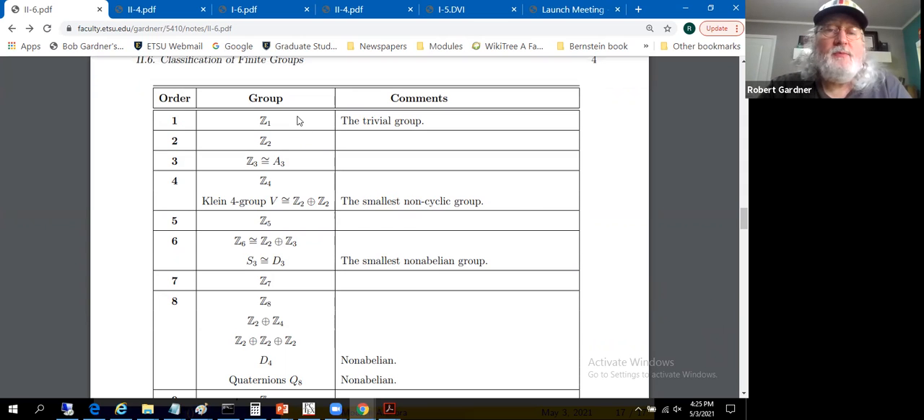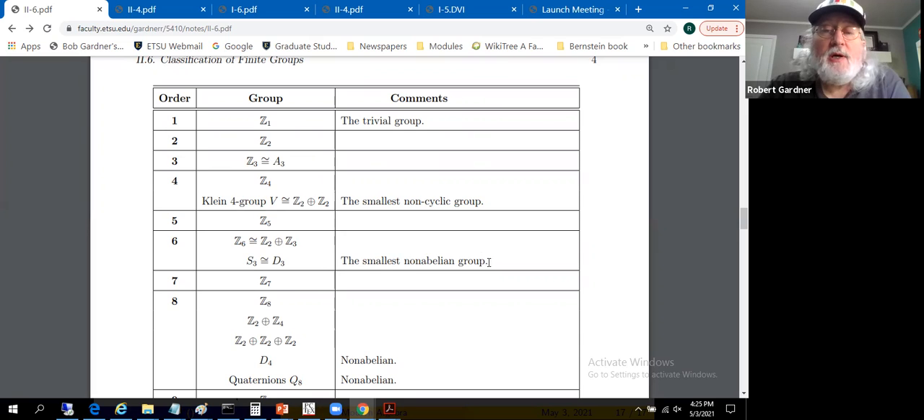Of course, there's only one group of order 1. The primes, we get one group. For 3, the alternating group A3 is isomorphic to the cyclic group Z3, but it's only one group of order 3. For order 4, we get 2 distinct groups: the integers mod 4 versus the Klein 4 group. 5 is prime. 6 is 2 times a prime. We get 2 of those.